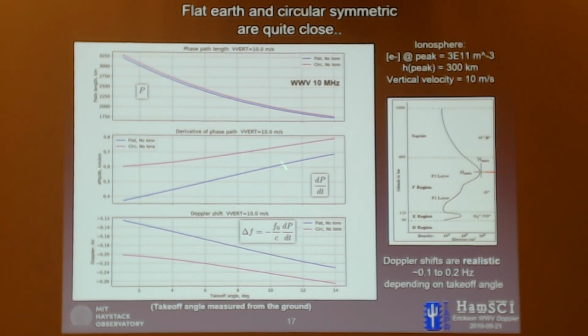That's the phase path. This is its derivative with respect to time if I move the ionosphere up by about 10 meters per second. It changes about half a kilometer, depending on your model, per kilometer of motion up. And then there's the Doppler shift with my little formula right here. Doppler shifts are about 0.1 to 0.2 hertz, depending on the takeoff angle. Remember, this is going up and down. This is like zeroth order, right? And the circular and the flat Earth are not that different.